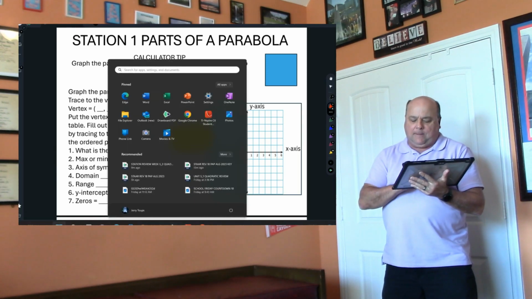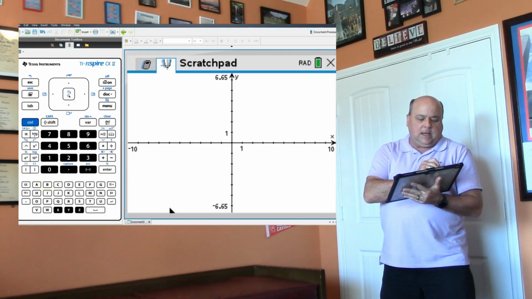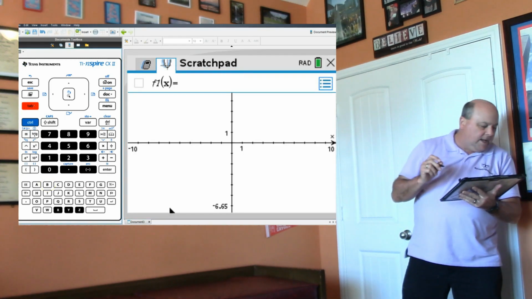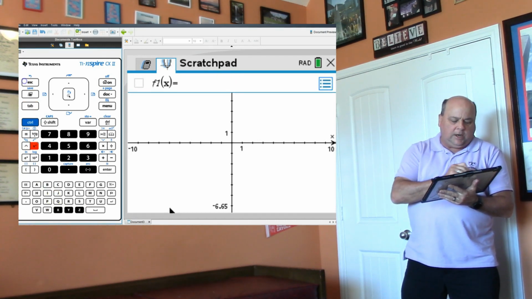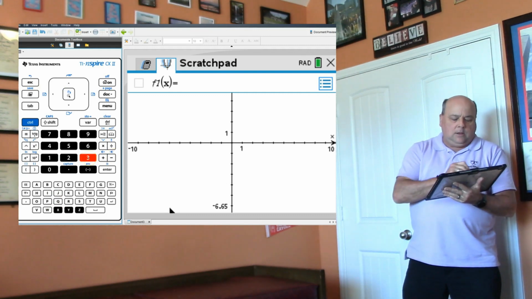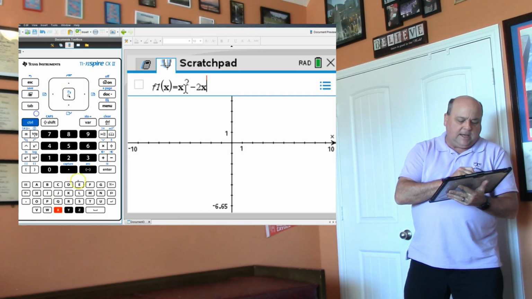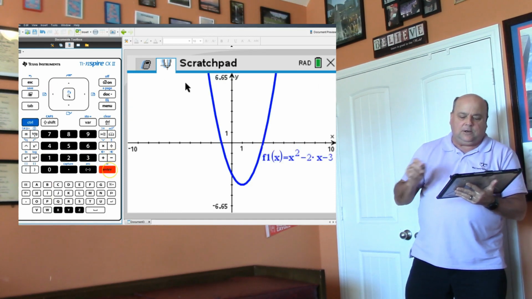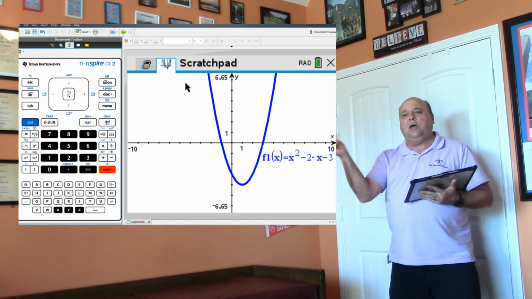So let's go to our parabola, and we're going to go to graph, and we're going to hit tab. We got our f1(x), and it's x squared minus 2x minus 3. Let me get it in here. So x squared minus 2x minus 3, hit enter. I got my parabola. Now then I need to find the bottom of the parabola, or the vertex.